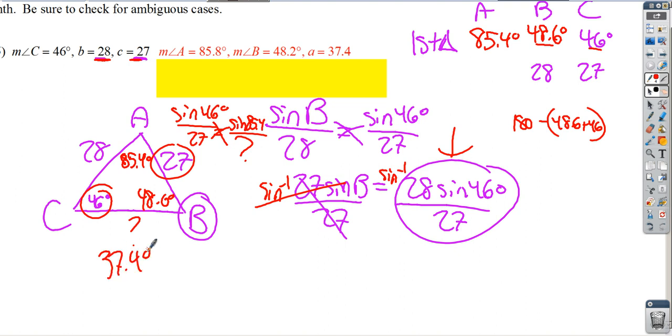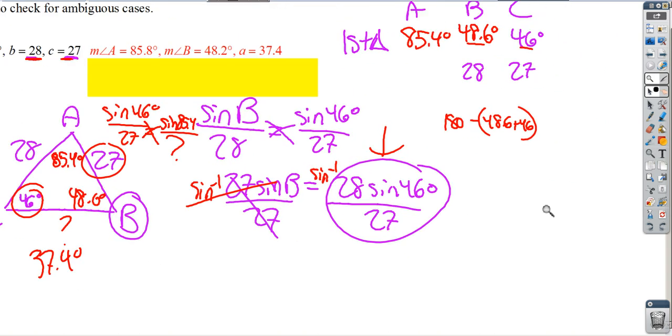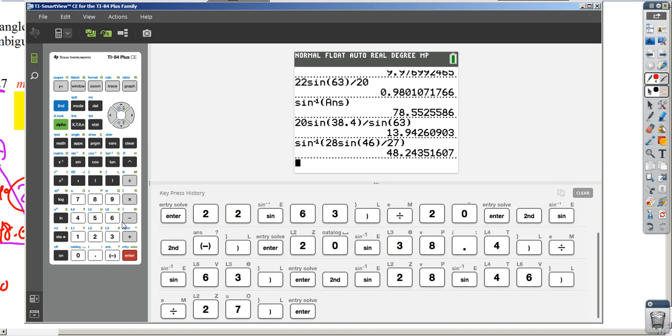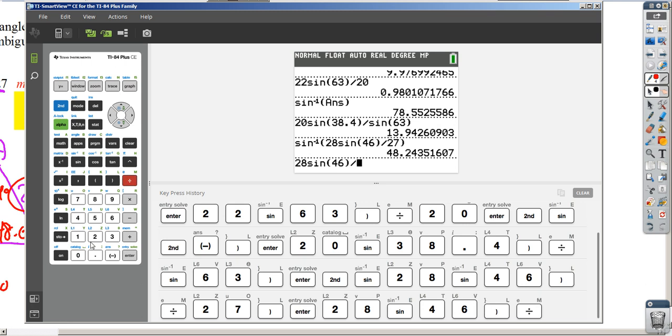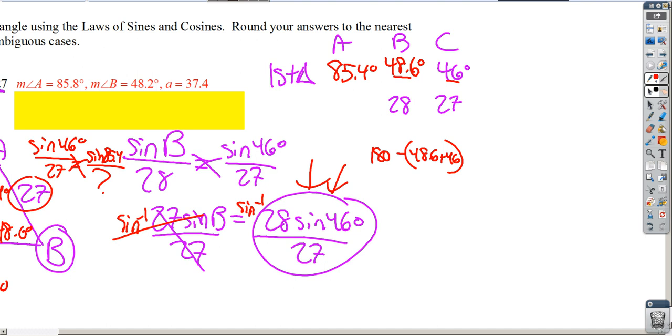Okay, question: is there another triangle? Well, let's see if there is another triangle. It all depends on what this number is right here. We didn't actually calculate that, so let's just calculate what that is. 28 sine 46 divided by 27 equals 0.74. So let me show you on the circle that there are two places where 0.74 happens for sine.